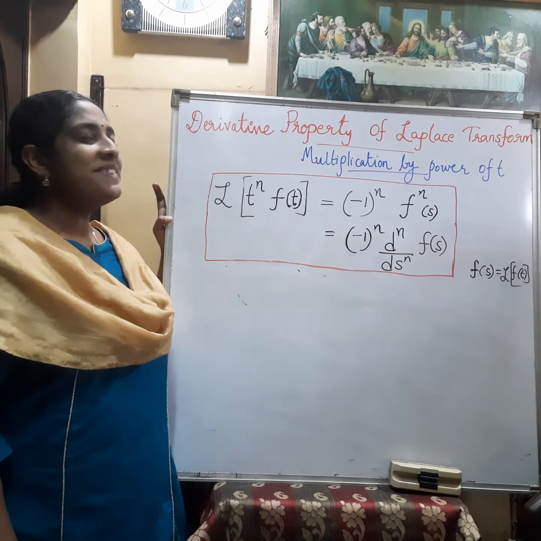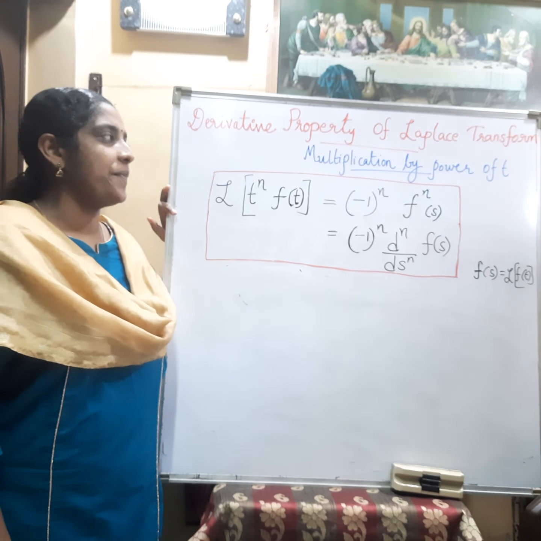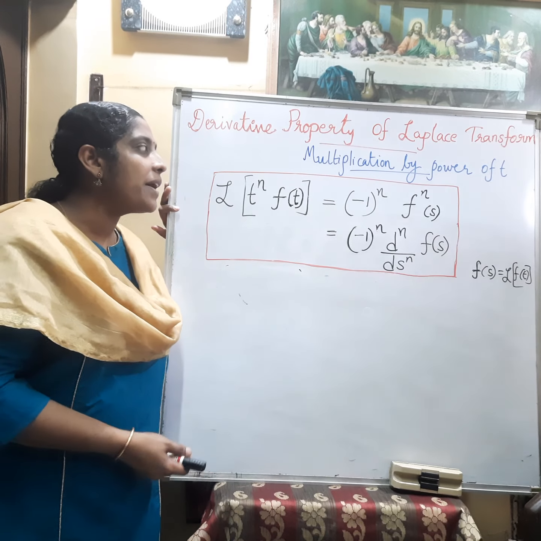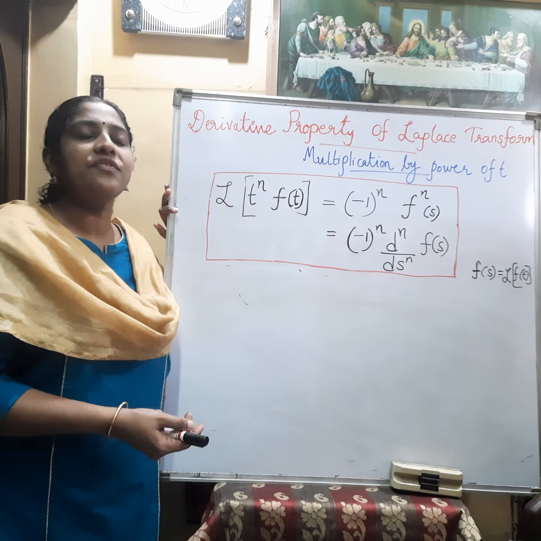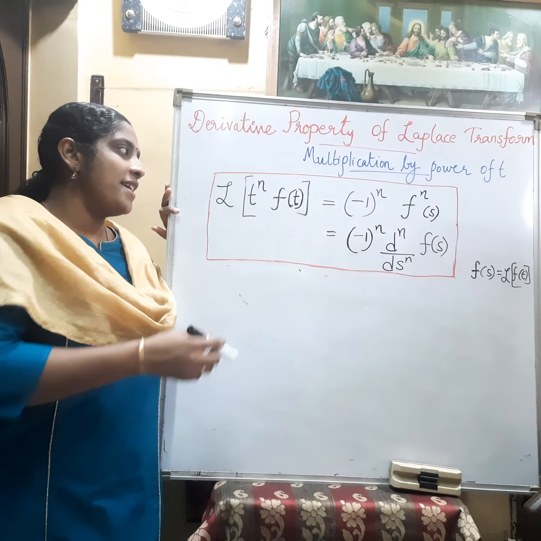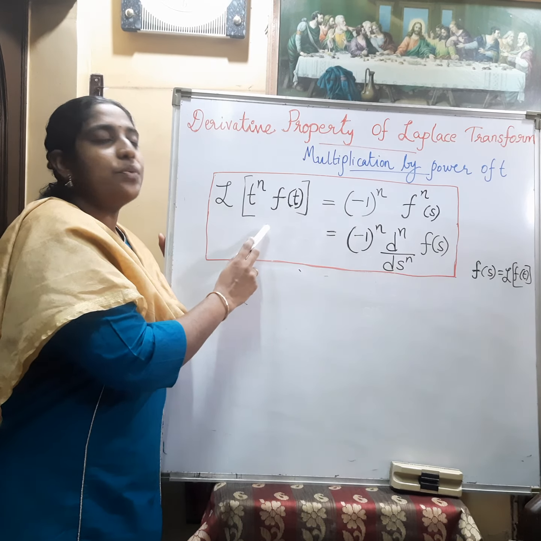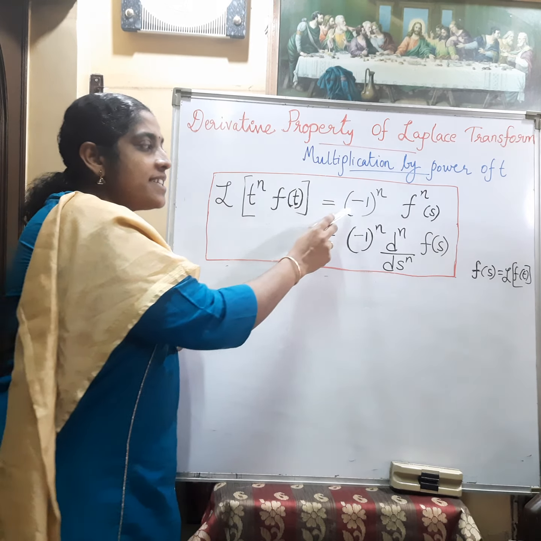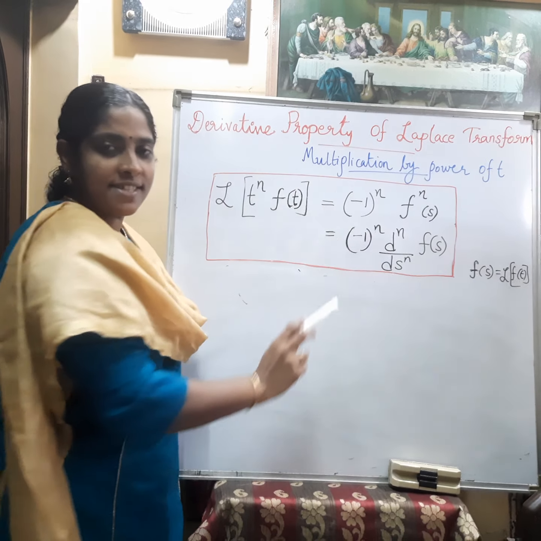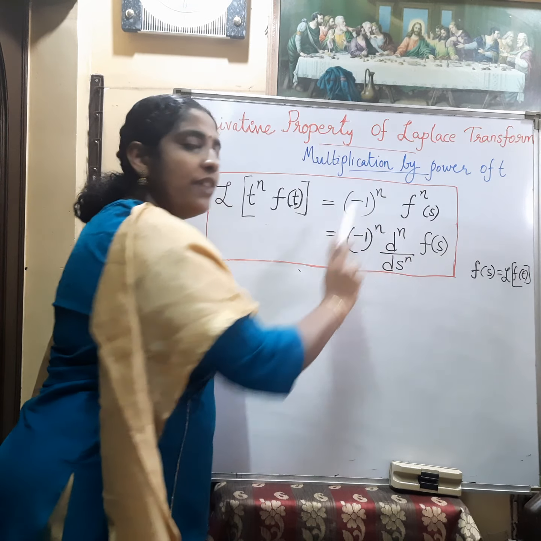Hi, today we are discussing the derivative property of Laplace transform. That is, when the function is multiplied by some powers of t, we can use this derivative property of the Laplace transform. Here the formula is: the Laplace transform of t raised to n f(t) is equal to minus 1 raised to n F^(n)(s), where F^(n)(s) is the nth derivative of F(s).